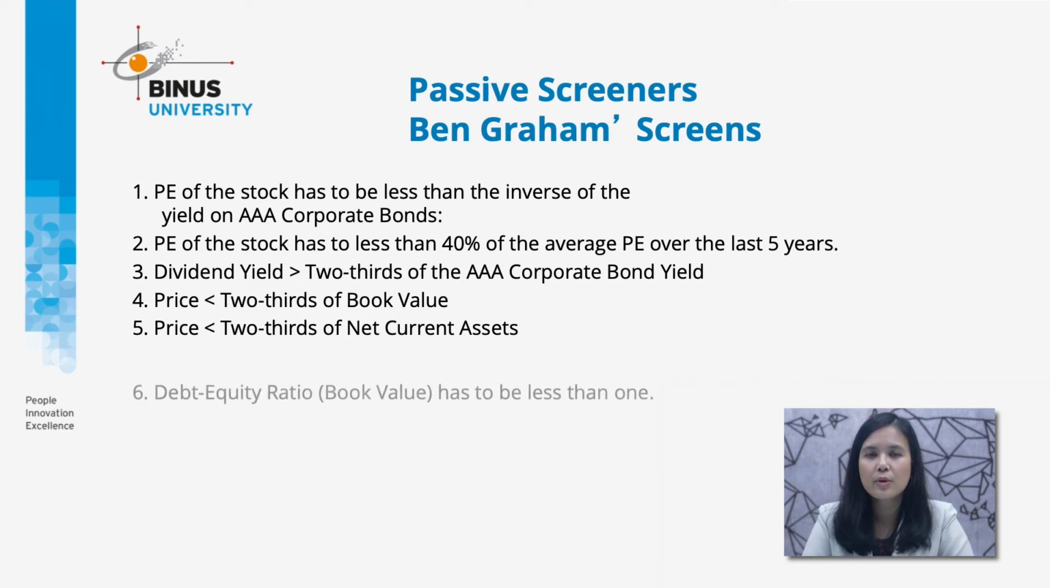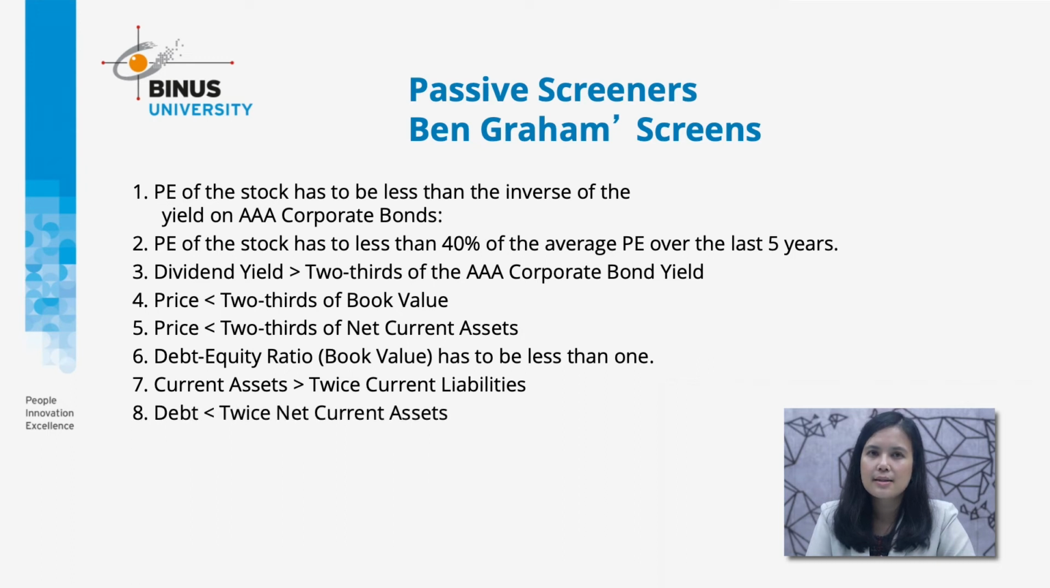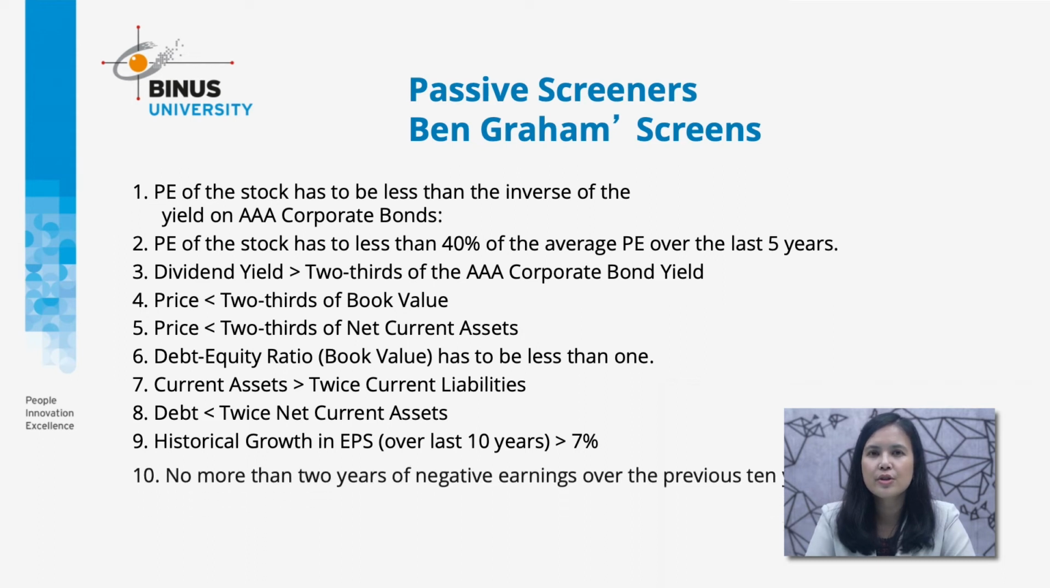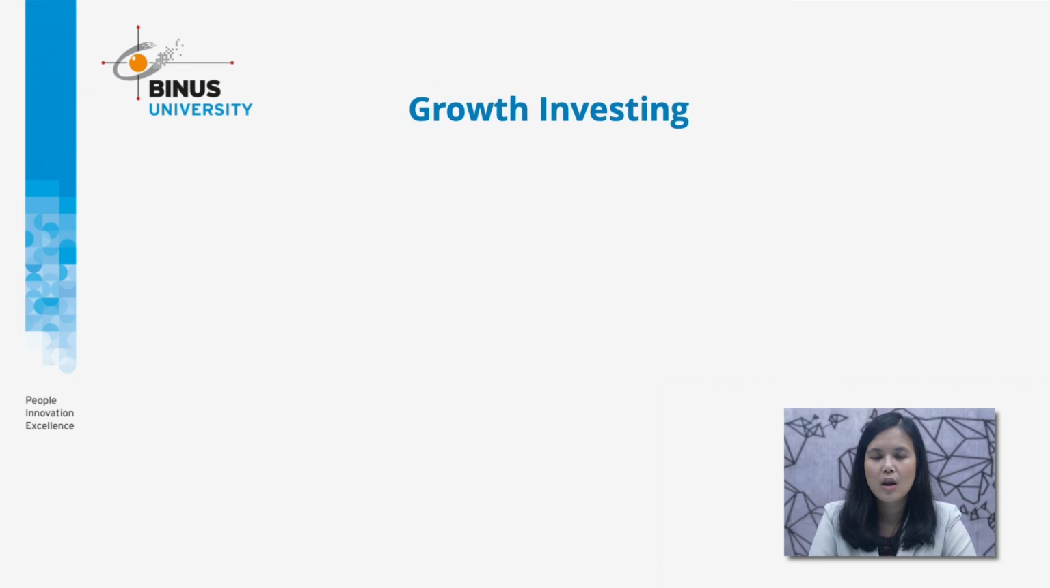6. Debt equity ratio, book value, has to be less than 1. 7. Current assets is more than twice current liabilities. 8. Debt is less than twice net current assets. 9. Historical growth in EPS is more than 7%. And 10. No more than 2 years of negative earnings over the previous 10 years.